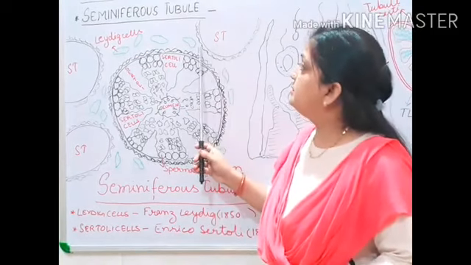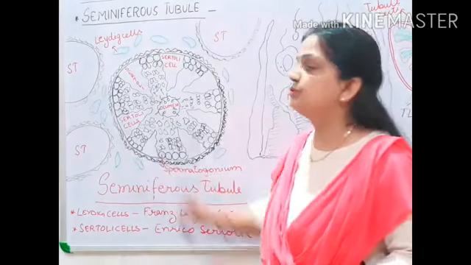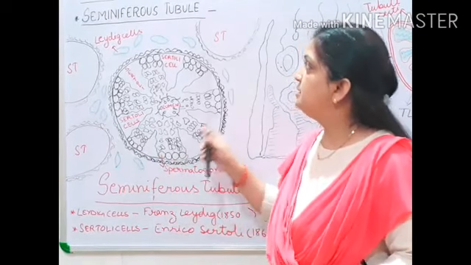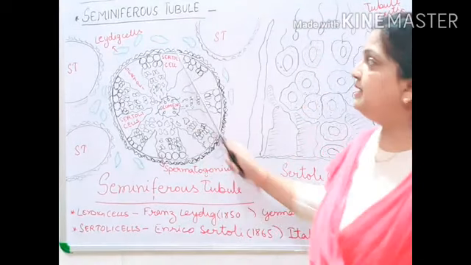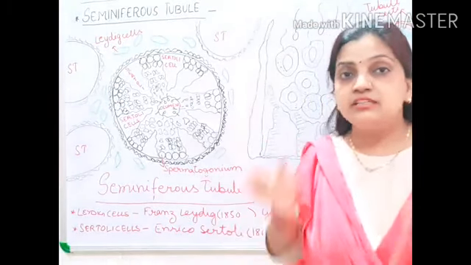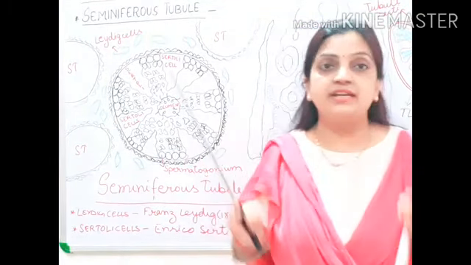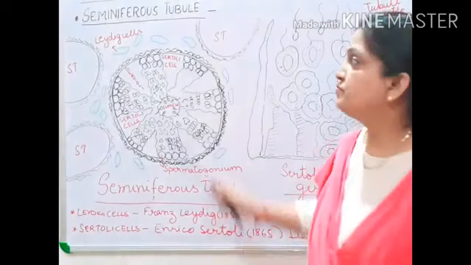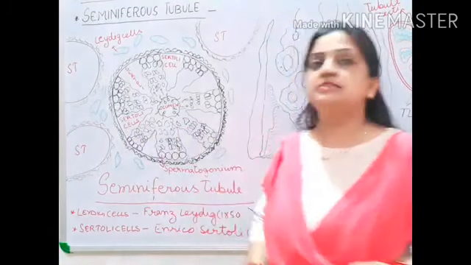Now, these Leydig cells are present in between the seminiferous tubules. Between one seminiferous tubule and the next, Leydig cell is present in between. So, Leydig cells are present in between the seminiferous tubules. That is why they are called interstitial cells. So this is your Leydig cells. So the location of Leydig cell is outside the seminiferous tubule.